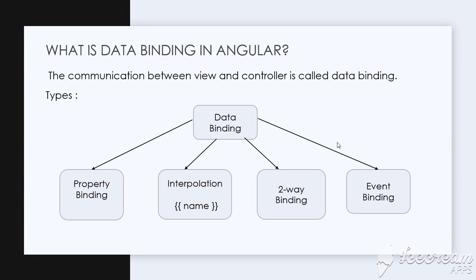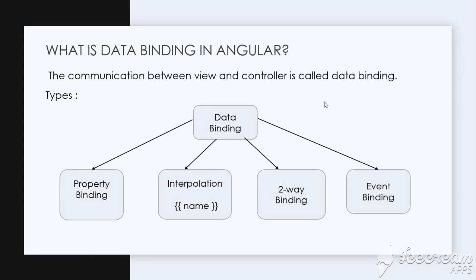What is data binding in Angular? Well, data binding means the transfer of data, the communication of data between a view and a controller in any component in Angular. Whenever data flows between the view, which is the HTML file in our Angular framework, and the TS file, this is called data binding. And there are two types of data binding, one-way data binding and two-way data binding.